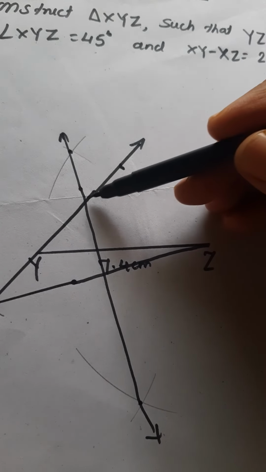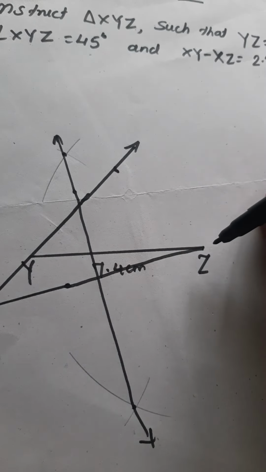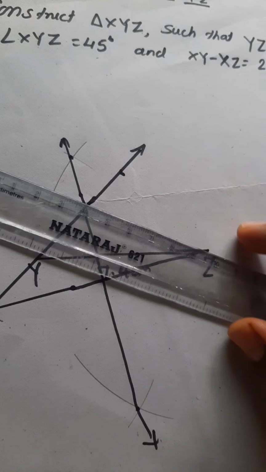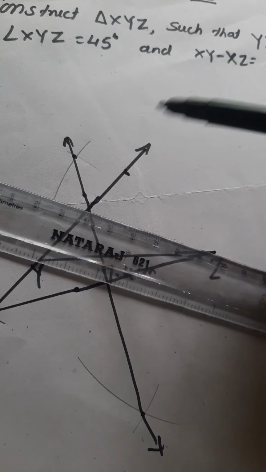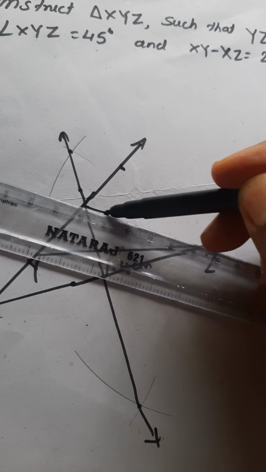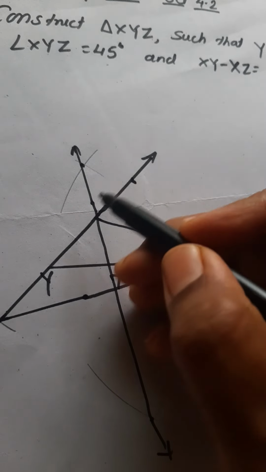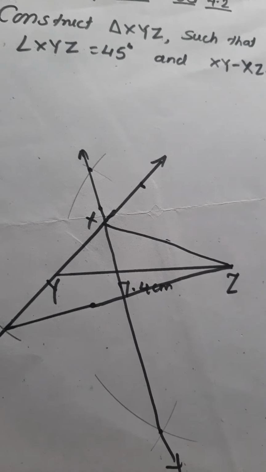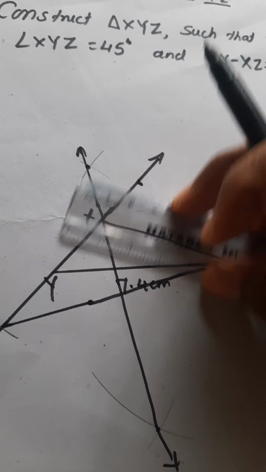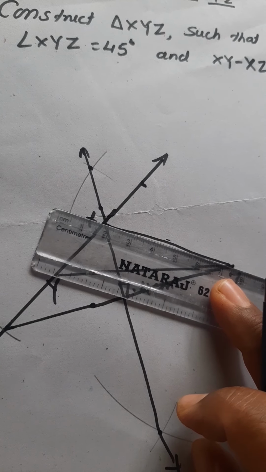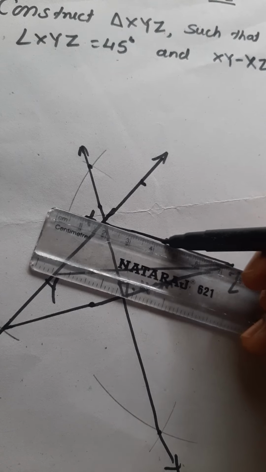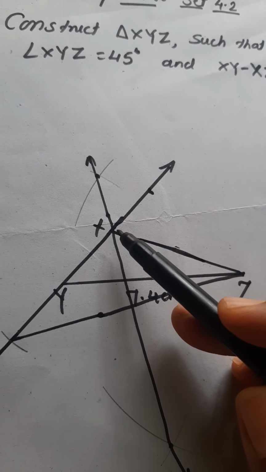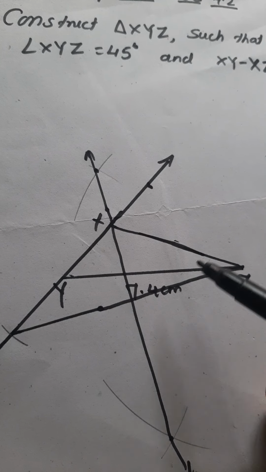Now what we have to do? Join this point and Z. This will become our constructed triangle. This is XZ. But here we have to draw this straight line. In the construction there must not be any curly line. This is the given constructed triangle XYZ.